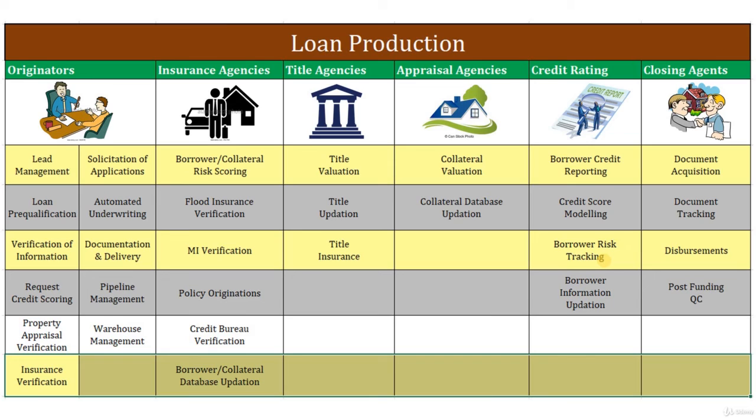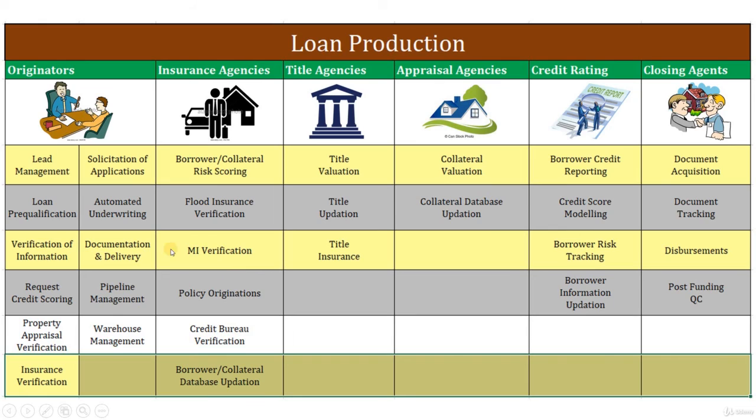Now let's look at the different entities involved in loan production. Originators manage the lead and solicit applications when the borrower is filling them in, and then loan pre-qualification and automated underwriting of the loan happen. There are software tools available which can underwrite the loan based on the given parameters and tell whether the borrower is eligible for the loan or not.